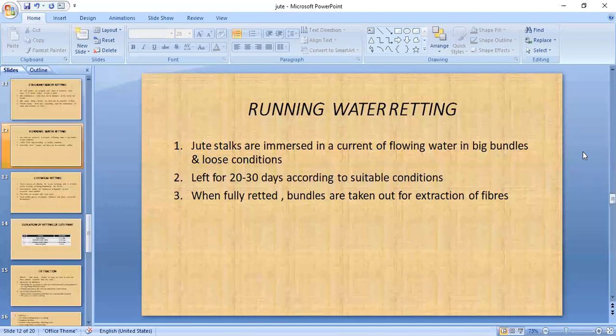Third type is running water retting. Jute stocks are immersed in a current of flowing water in big bundles and loose conditions. इसमें हम जो running water को use करते हैं, like some rivers or like that, and stocks are immersed in that into a current of flowing water in big sizes, big bundles, in loose conditions, and this is left for 20 to 30 days according to suitable conditions. When fully retted, bundles are taken out for extraction of fibers.